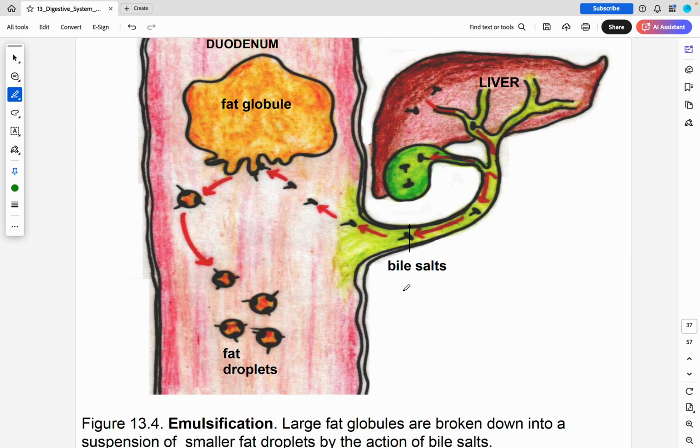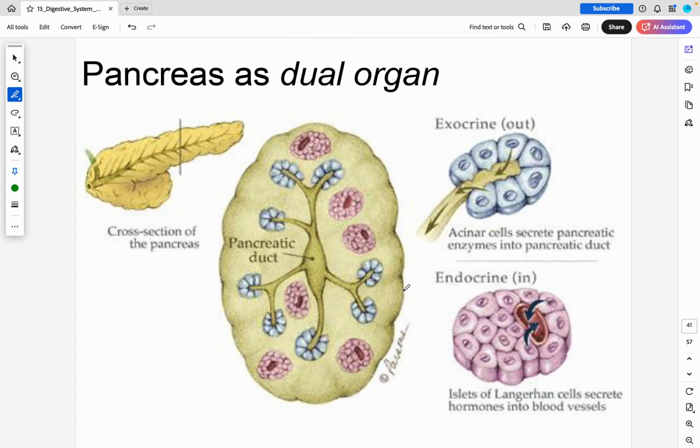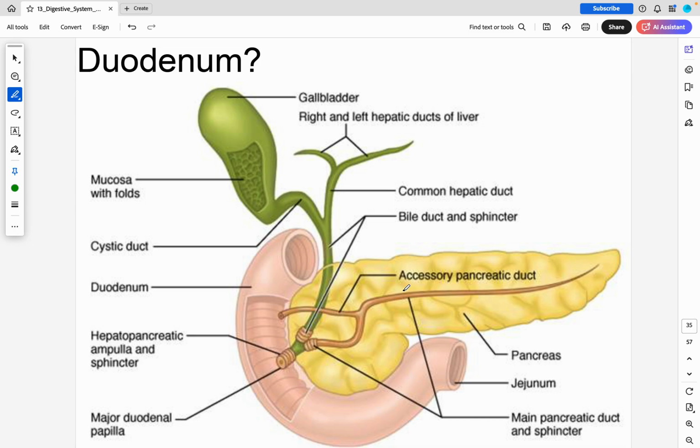Some of the contents of the pancreatic juice include proteases for breaking down protein, lipases for breaking down fat, amylases for breaking down starch, nucleases for breaking down DNA and RNA, and carboxypeptidases for extraction of peptides and amino acids from your larger complex food material. Okay.